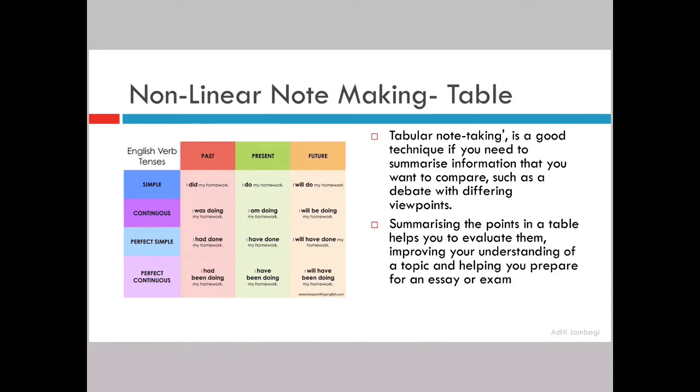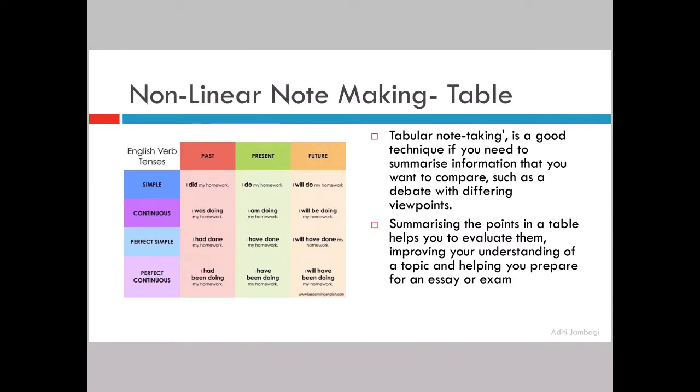Summarizing points in a table helps you to evaluate them, improving your understanding of a topic and helping you prepare for an exam, right? So they are giving you different parameters. For example, simple tense may be past, present, future, and you can notice what is the difference that is happening in the verb. So this way tables are helping you to evaluate and improve your understanding of one particular subject or topic.